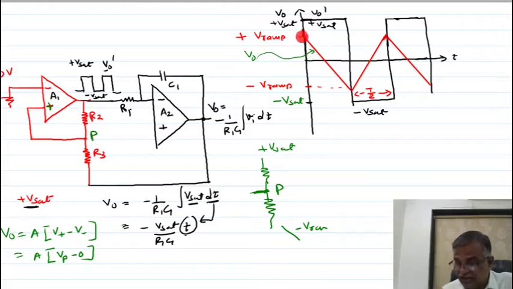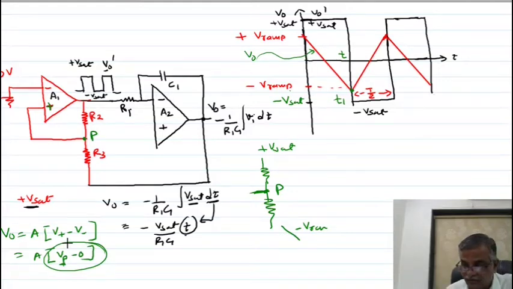When this negative going ramp attains the value minus V ramp, at which time? I am writing at T1 time. At T1 time, when the negative going ramp attains minus V ramp, this potential becomes slightly less than 0, which means it becomes negative.